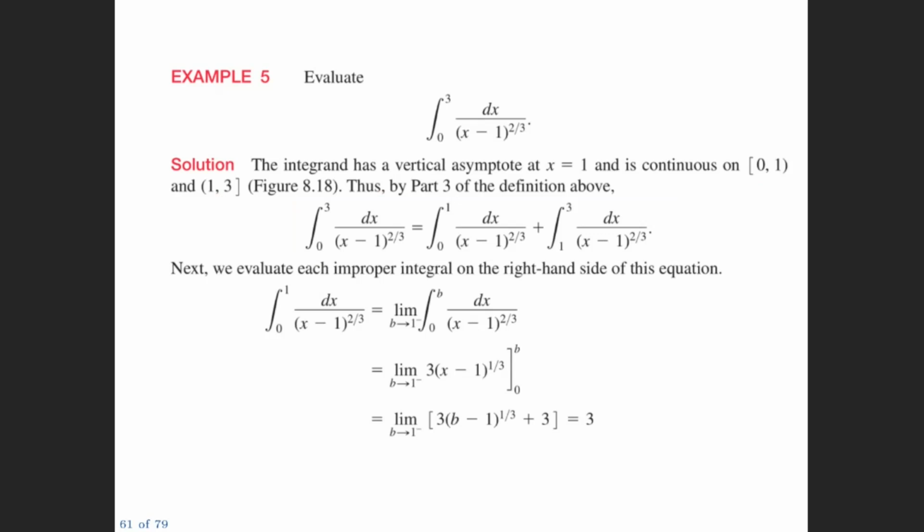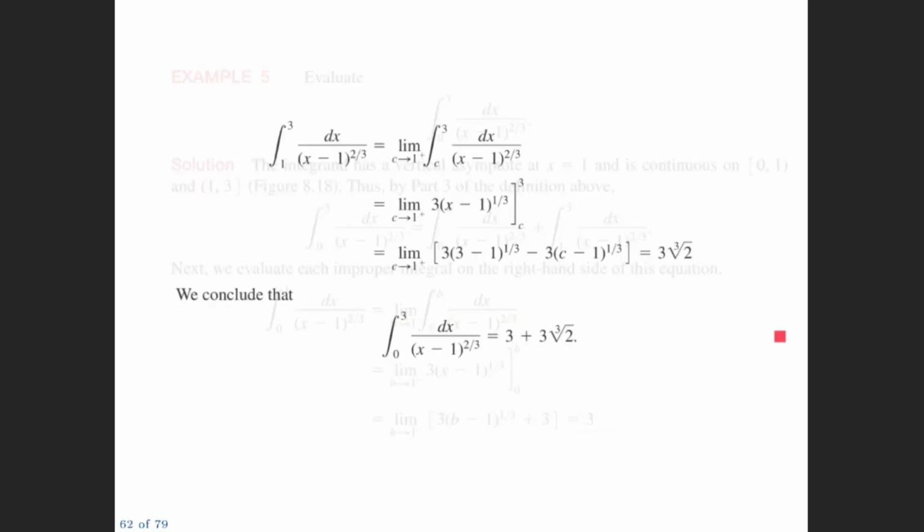So very, very quickly, between 0 and 1, replace 1 by b and then take the limit. We get 3. And again, very, very quickly, it's discontinuous at 1, so we replace 1 by a letter. Let's call it c. And then we take the limit as c tends to 1. In this case, c tends to 1 from the right. And we get 3 multiplied by the cube root of 2. Add these two numbers together, we get our answer. I'm going to move on.